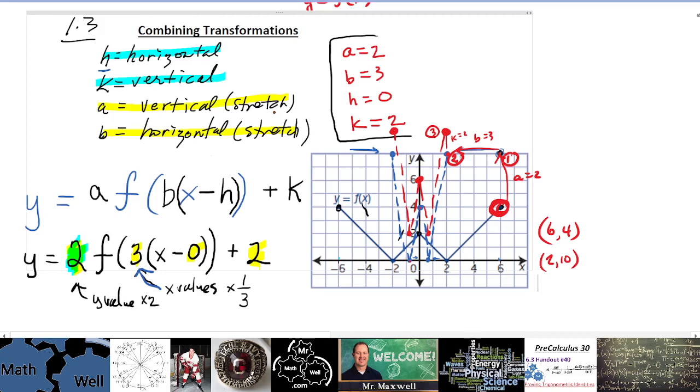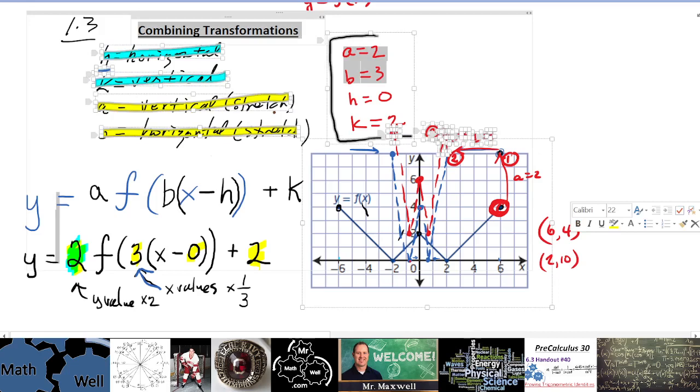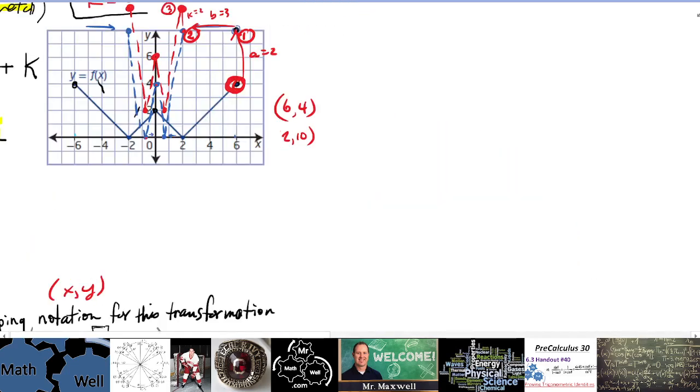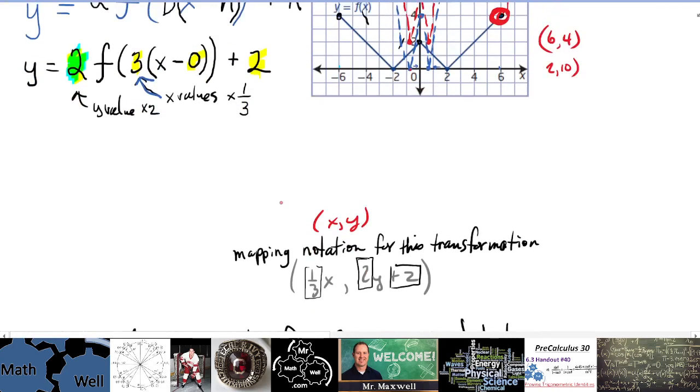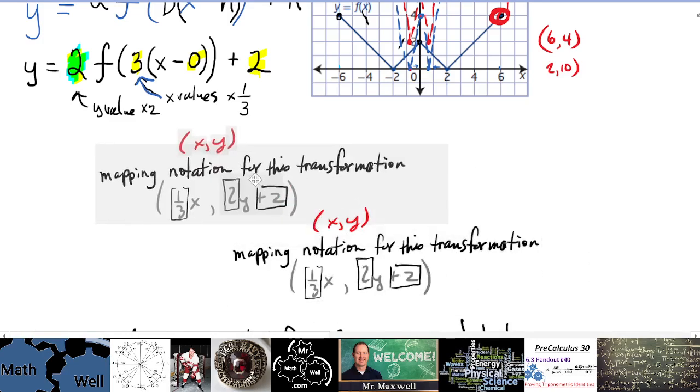And so that kind of leads us back into mapping notation. So we can go from original point to new point using the mapping notation. So let's work on that mapping notation for this one. Now, do I have that down here? Yeah, actually I do have that down here. Let me just bring that up.